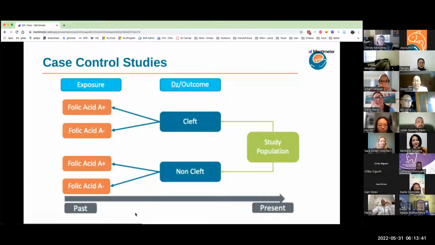Okay, so here's an example of a case control study. This is also drawn from the example in module 3.